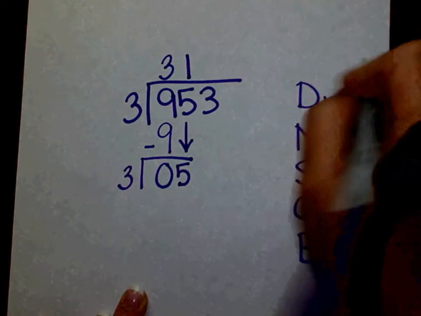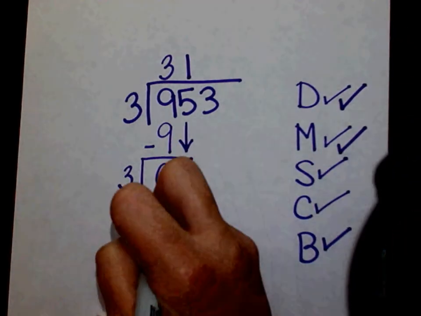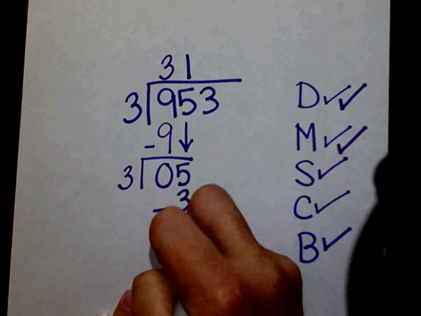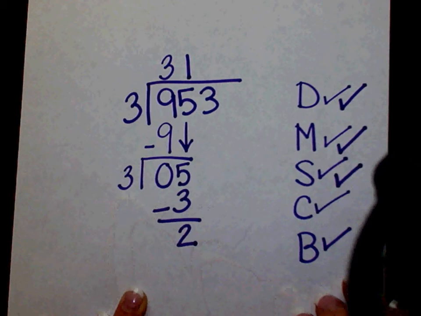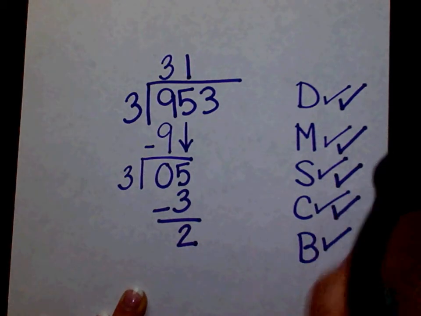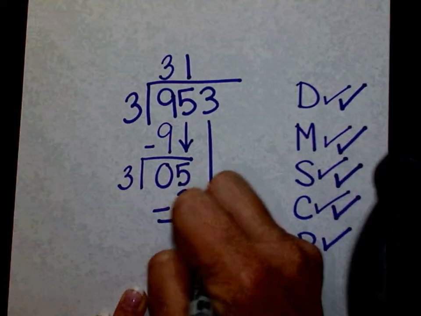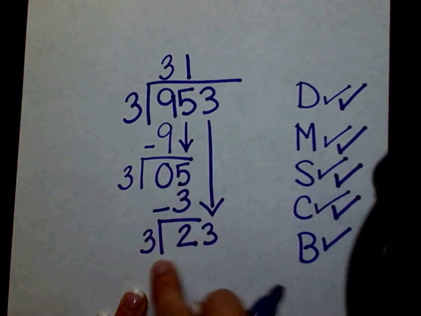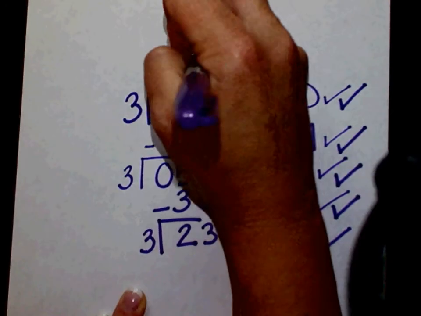Let's divide. 1 times 3 is 3. Multiply. Subtract. 5 minus 3 is 2. Check. Is 2 less than 3? Yes. Do we have another digit to bring down? Yes, the 3. So our new total is 23. How many times can 3 go into 23? 7.